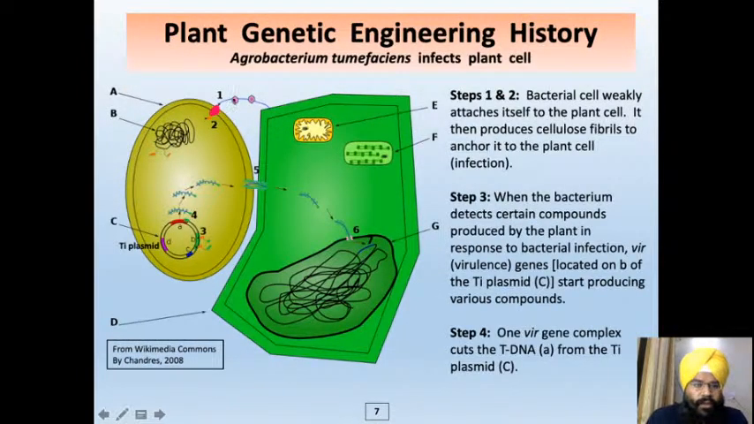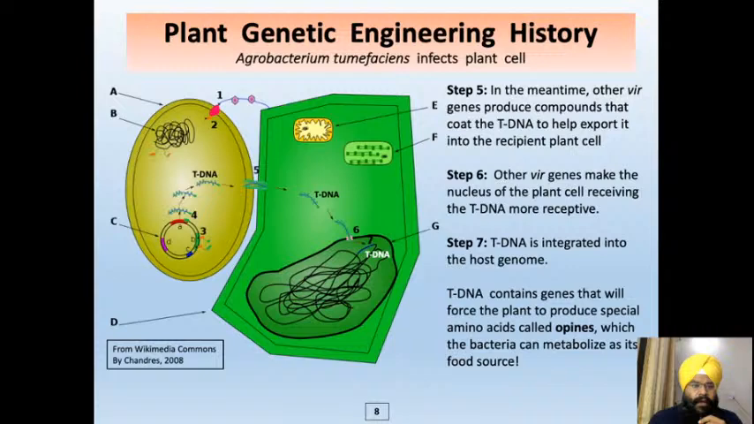In steps 1 and 2, the bacterial cell weakly attaches itself to the plant cells. It then produces cellulose fibrils to anchor to the plant cell. So an infection is happening. It just gets attached to it. Then in step 3, when the bacterium detects certain compounds produced by the plant in response to bacterial infection, the Vir genes start to produce various compounds. Then in step 4, the Vir gene complex cuts the transfer DNA out from the Ti plasmid.